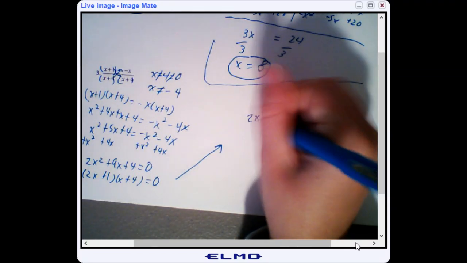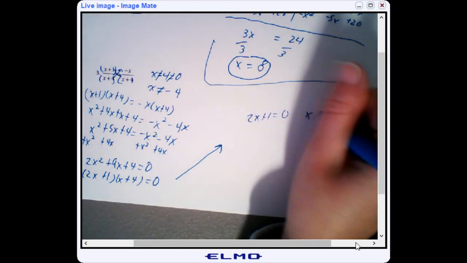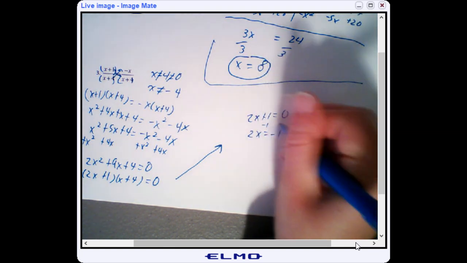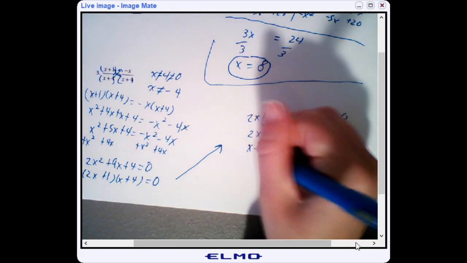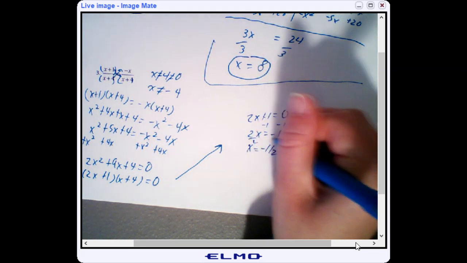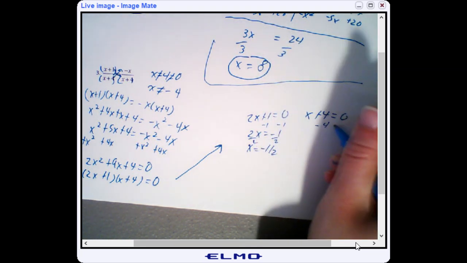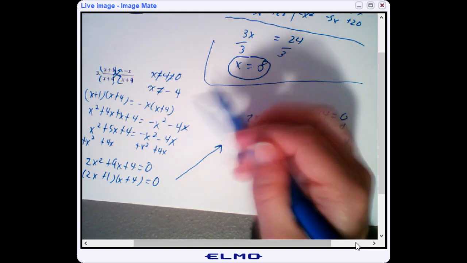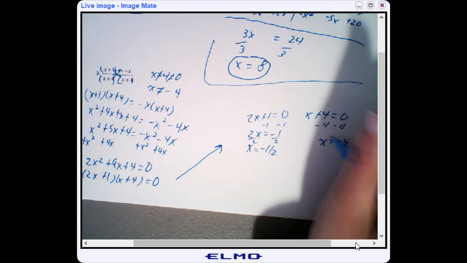So 2x plus 1 equals 0, x plus 4 equals 0. 2x equals negative 1, and then x equals negative 1/2. Subtract the 4, so x equals negative 4. I know negative 4 does not work based on what I found earlier, so I know that cannot be a solution.